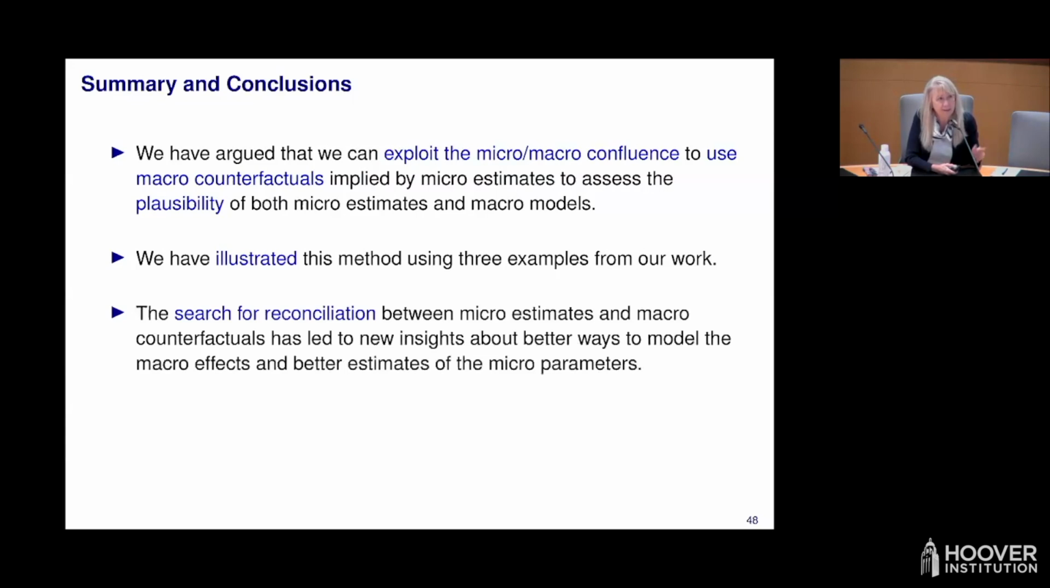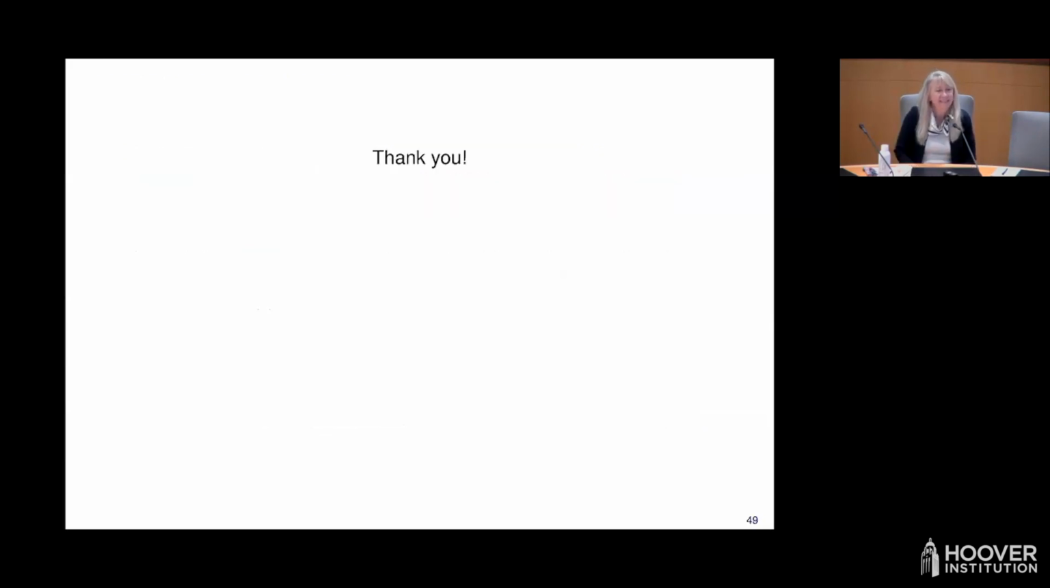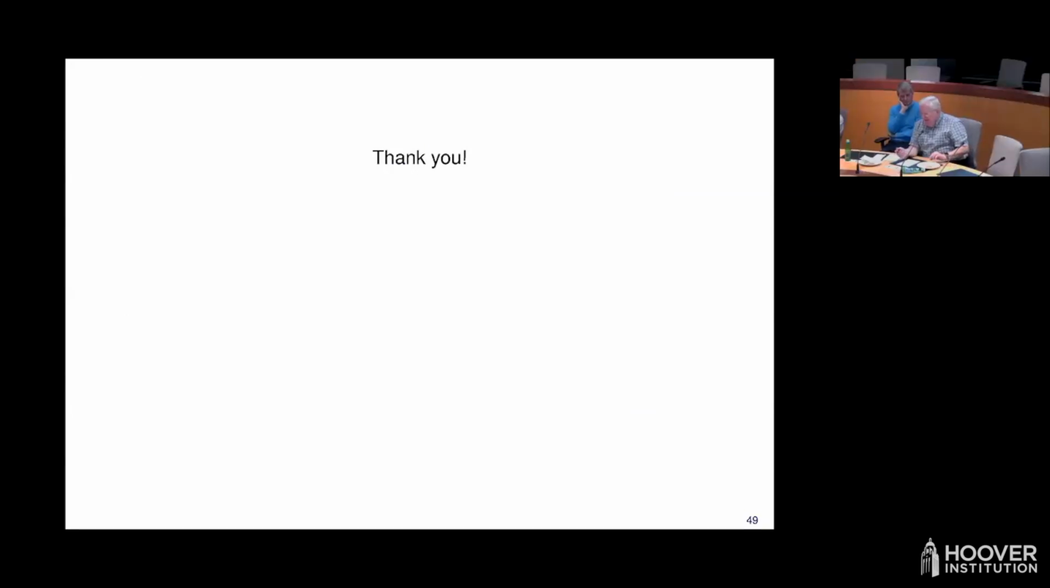I've illustrated it using 3 examples from our work. And as you see, the search for reconciliation can lead to new insights about things you need to do with the model, such as durables can be really important, and better estimates of the micro parameters. And you can think about using this for natural experiments in other countries, as well as for other questions. And you can even think of partial equilibrium questions like industry equilibrium. So now, some of these observations are obvious, like it's dumb to talk about ARRA without talking about monetary policy. That's hardly a big insight.